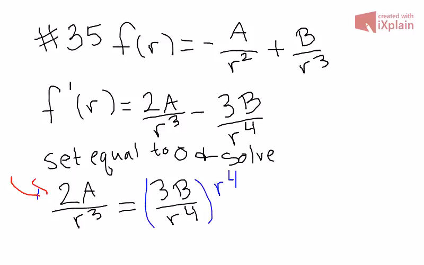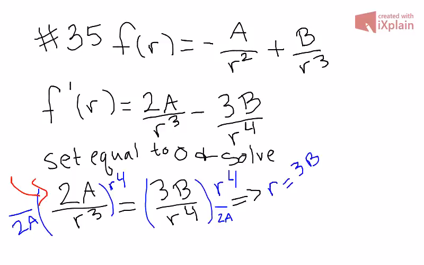That's what I'm doing right here. Just without you seeing, I add the 3b over r to the 4th to the other side. So this is me just setting it equal to 0 and then adding this over. And then I do all that extra work in blue. And then it asks basically, what values of r minimize the force between the atoms. So we want to find the minimum.